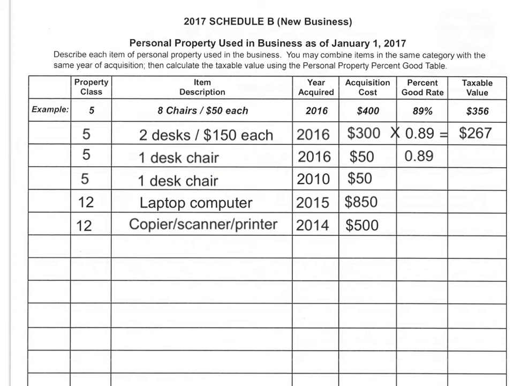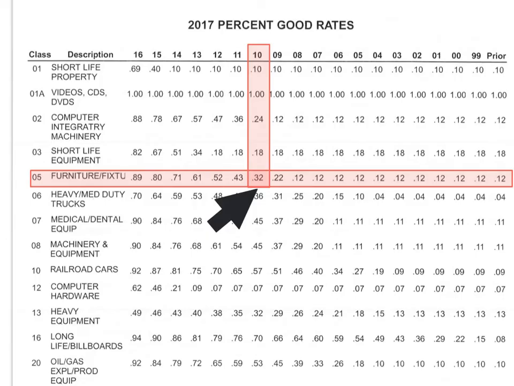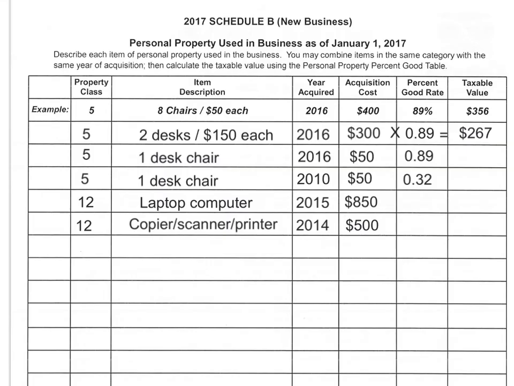The next item in our example is a desk chair. It's also in class 5, but it was acquired in 2010. We're going back now to the percent good chart. Class 5 and year 2010, where those meet, is 0.32, or 32% good. We'll move that number over to our Schedule B. The next item on our example is a laptop computer. It was acquired in 2015, and it is in property class 12.